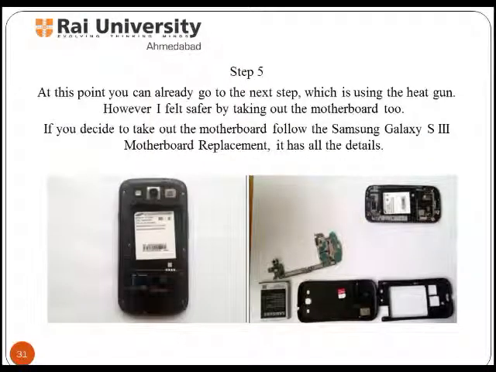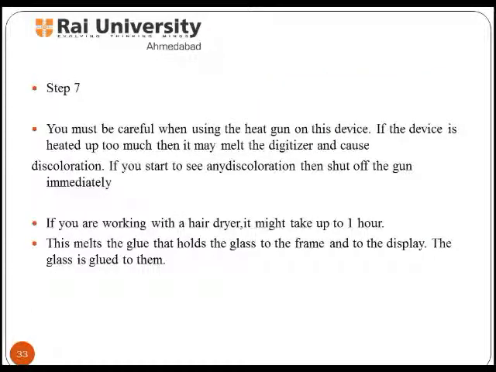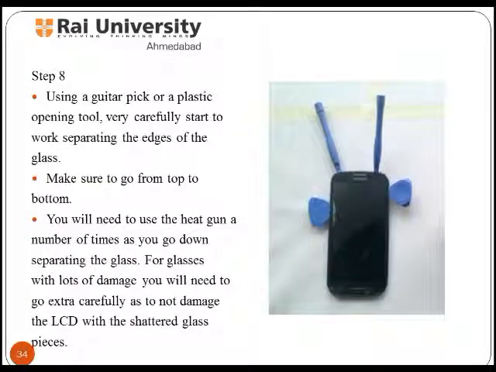Take out the motherboard with the help of a hot air gun. Use an infrared thermometer to check the surface heat. This will loosen the glue but not damage the electronics. You must be careful when using the heat gun on the device. If the device is heated up too much, then it may melt the digitizer and cause discoloration.